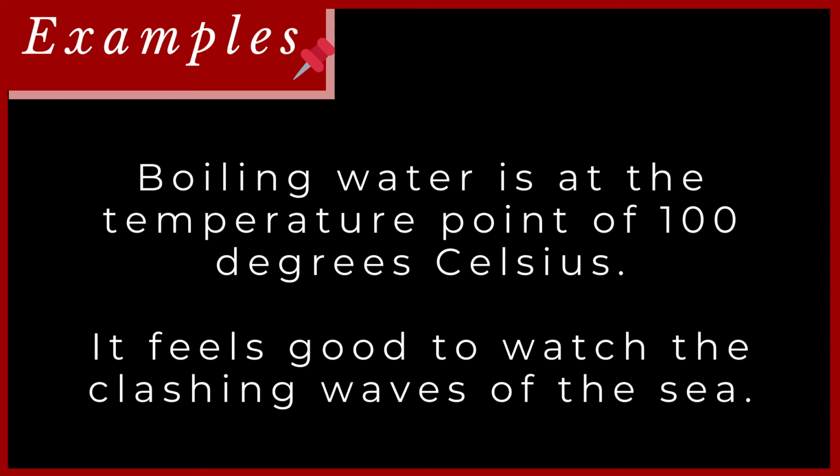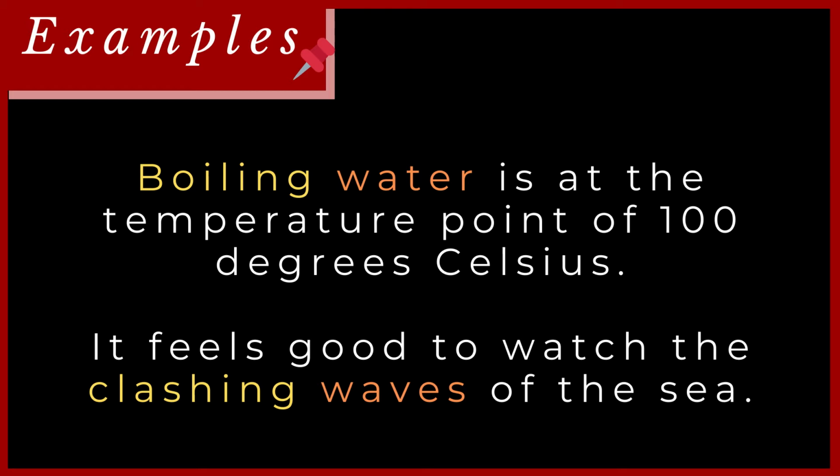In the first sentence, the word boiling, which is a verb that ends in ing, functions as an adjective. It describes the noun water. In the second sentence, the word clashing, which is also a verb ending in ing, is used to describe the noun waves. Both boiling and clashing are examples of present participle.